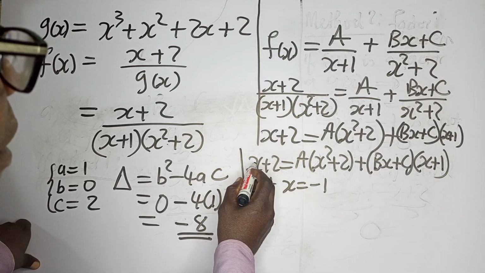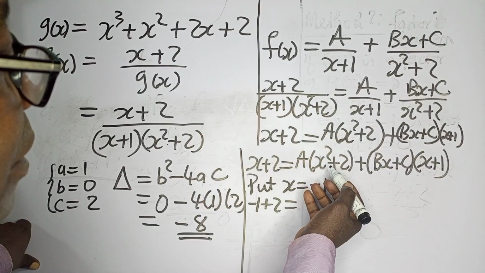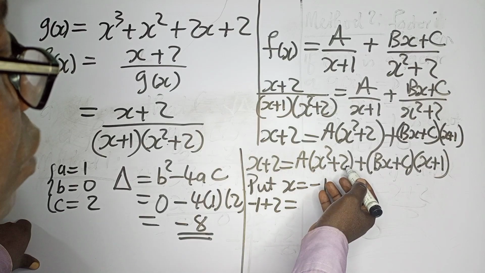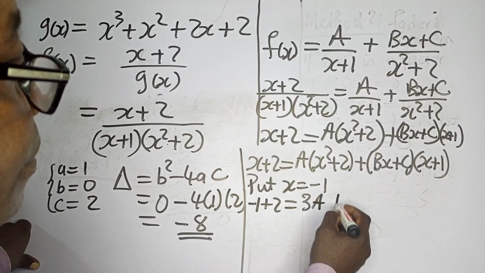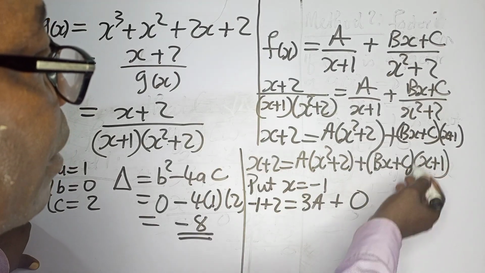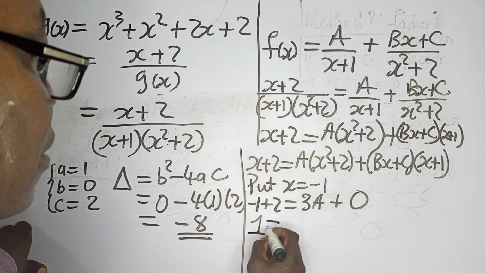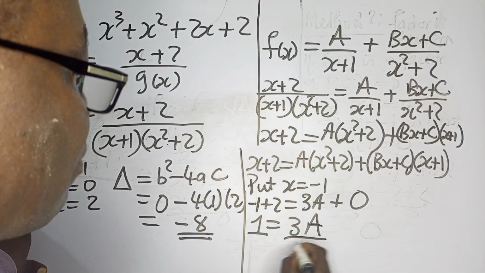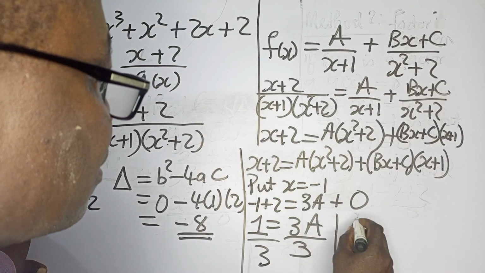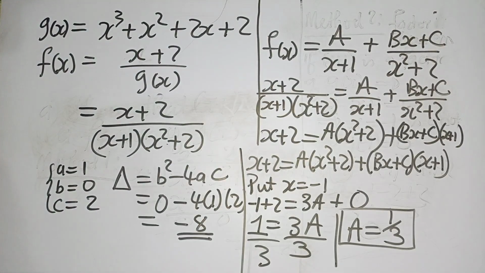So the left-hand side, we have -1 plus 2, which is 1. This is equal to a times -1 squared, which is 1, plus 2, which is 3. So we have 3a plus 0, because -1 plus 1 is 0, and 0 multiplied by all of this is 0. So we have 1 equals 3a. If we divide both sides by 3, this means a is 1/3. So we found the value of the first constant a. a is 1/3.